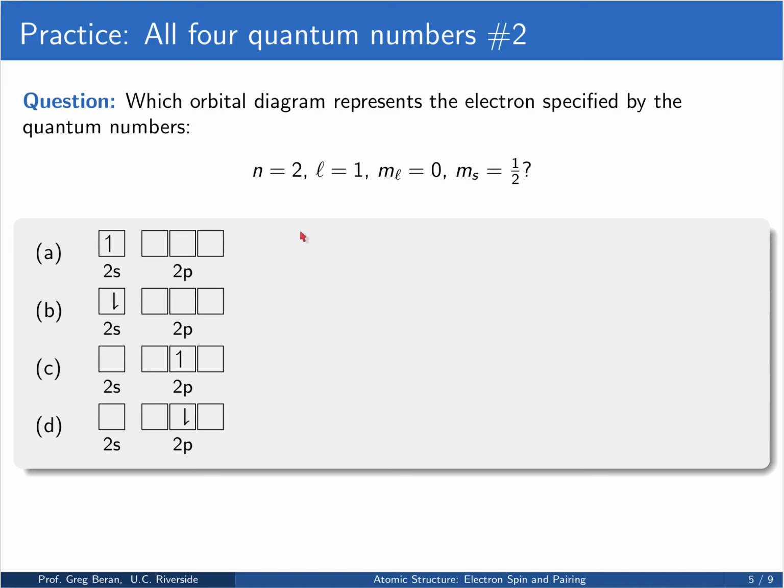So in this case, again, we have n equals 2, so we know we're in the n equals 2 shell. l equals 1 corresponds to a p orbital. m sub l equals 0 tells us it's one of those orbitals in the p shell, just one of the particular orientations, and m sub s tells us it's spin up, because it's positive 1/2. So the only one here, which is a 2p orbital with spin up, is answer C.